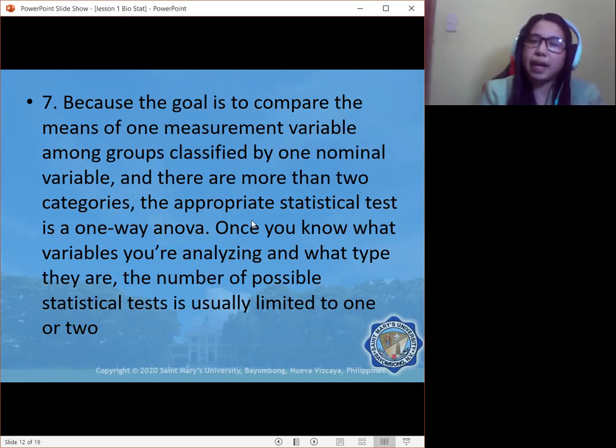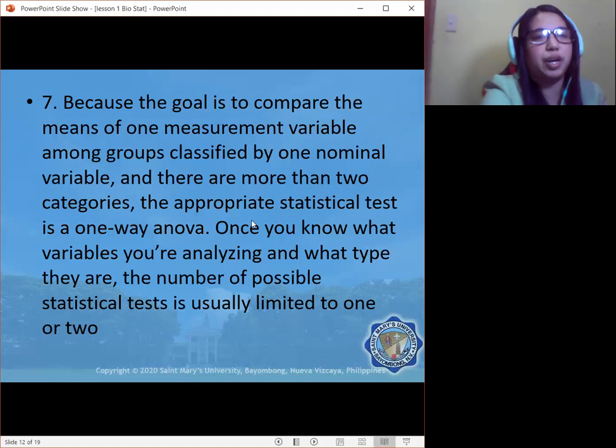So we have, again, a separate discussion on how the authors identified that the appropriate test is one-way ANOVA. And it is also based on its objective and on the type of variables that we are going through later as we go on with this subject.